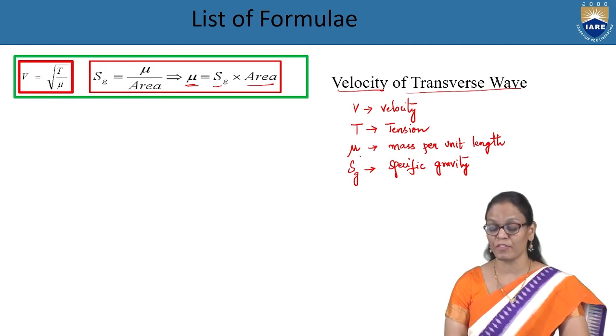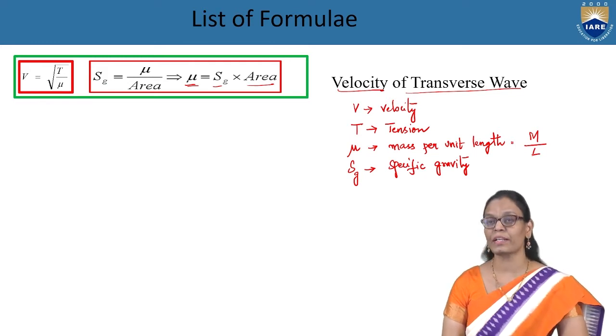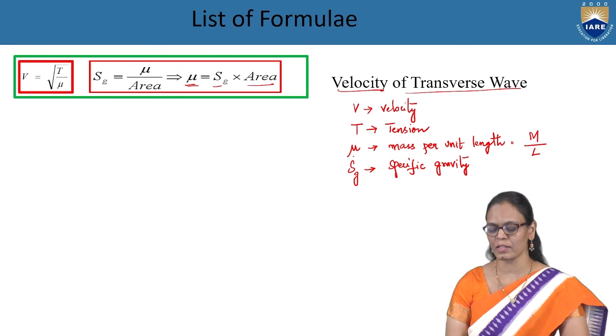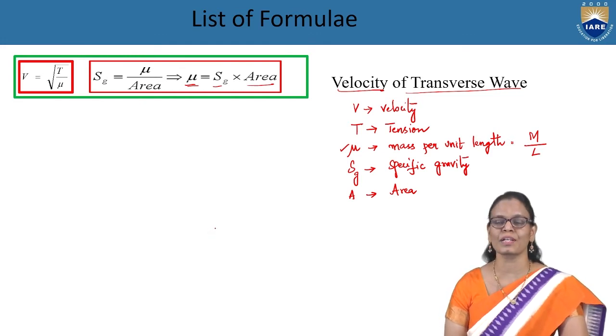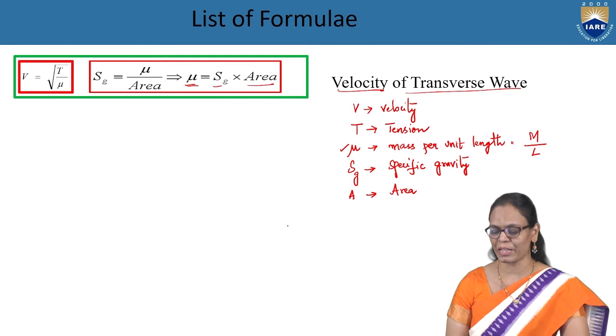In some cases, if mu, the mass per unit length, is not directly given, we can use the formula capital M by L, that is total mass divided by total length. That gives us the mass per unit length. And area A represents the area. So if the area is given, we can directly use it. Or for a string of uniform cross section and circular in diameter, we will use the formula pi r square.